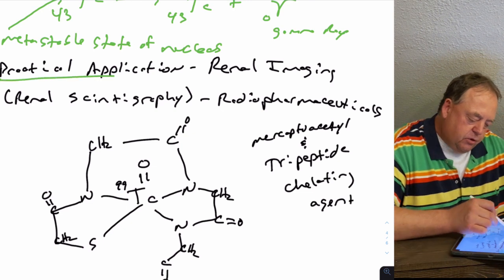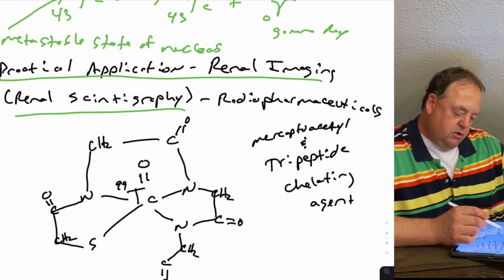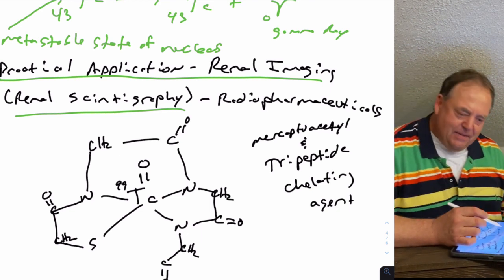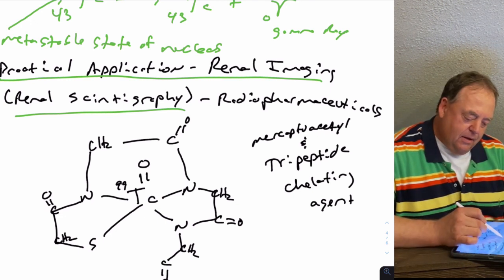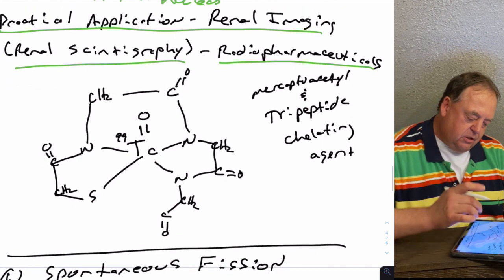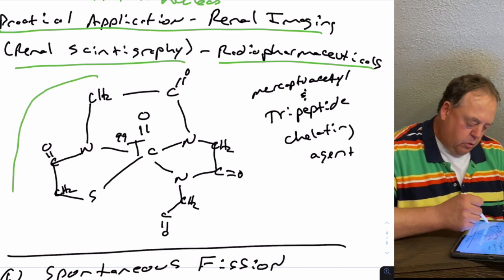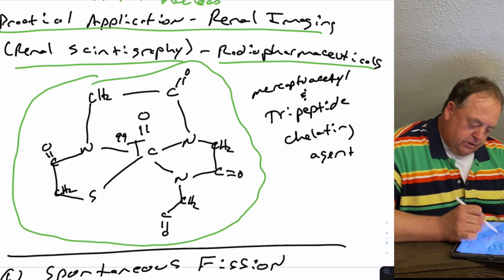So one of the practical applications is renal imaging, or renal scintigraphy. That's how you say that. I don't know, I never heard of that word until I looked it up when I was making this lecture. So it's a radiopharmaceutical. This is one of the molecules that is administered to a patient in order to do renal imaging. And if you notice, there's the technetium-99.